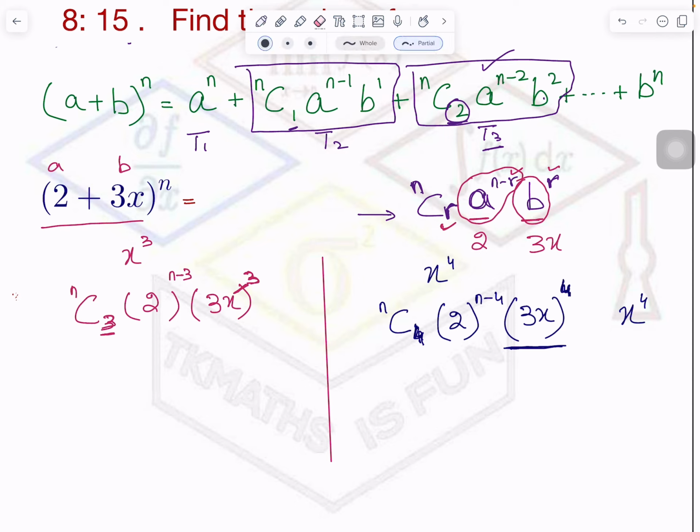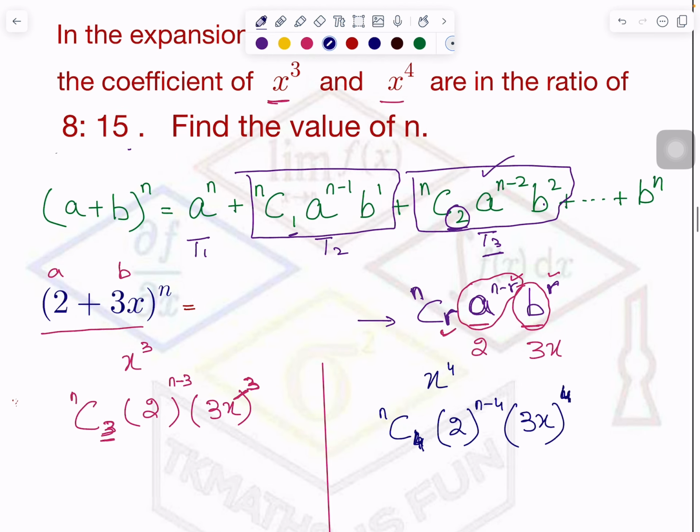I hope you understood. If further explanation is required, you can write in the comments and I will explain once again. Okay, now what is the question saying?